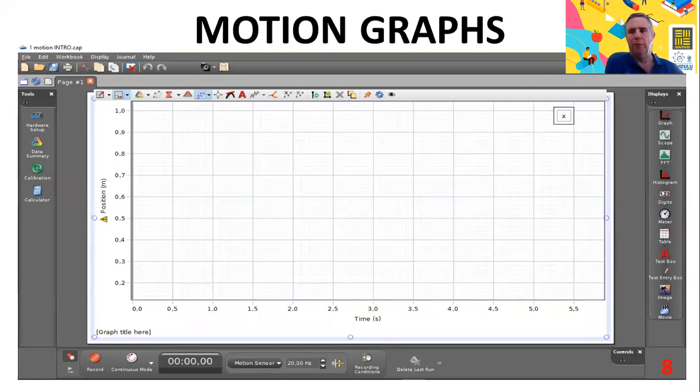Now, by timing very exactly how long that radar beam takes to go out and come back, it can measure the distance that I am away from the sensor. So it is going to take a reading of position, and then of course the computer has a clock, and it's very easy for it to graph that position against time. Let's see how it works.